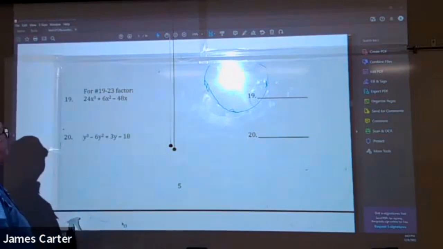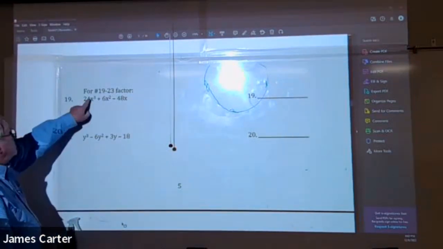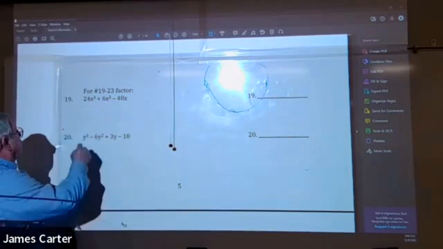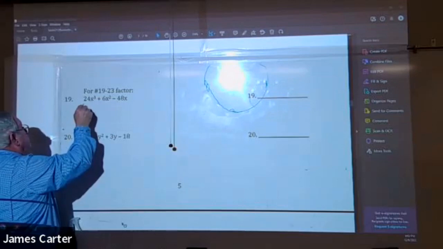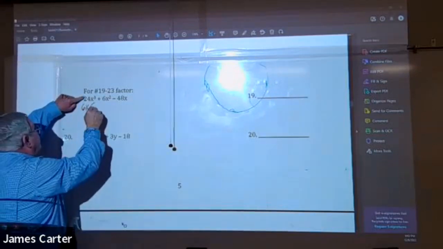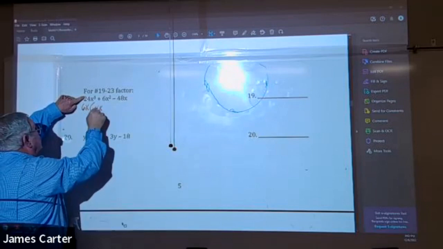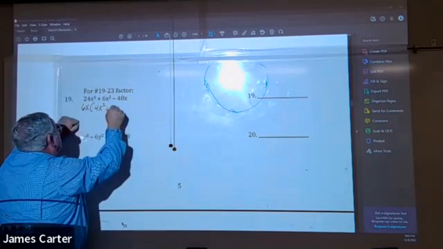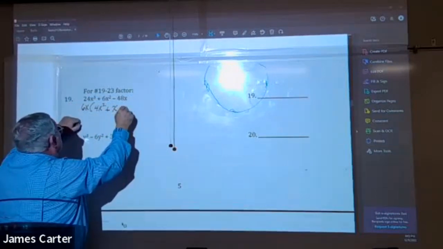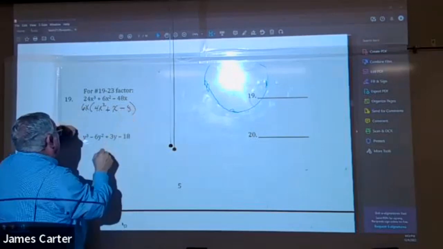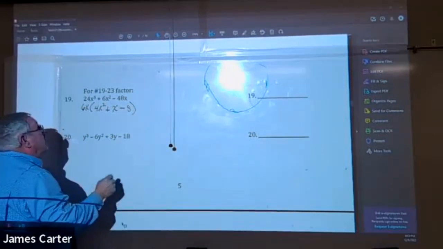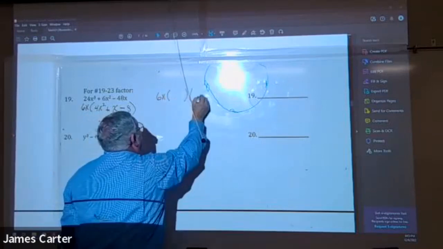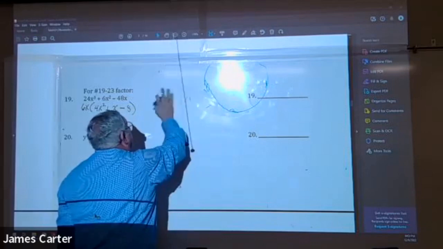Okay, they want me to factor this ugly thing. 6 goes into all of those. x also goes into all of those. So 6x comes out, leaving 4x squared plus 1x minus 8. Okay. Now, I'm just going to bring my final answer over here, 6x and that. I better lower that a little bit.